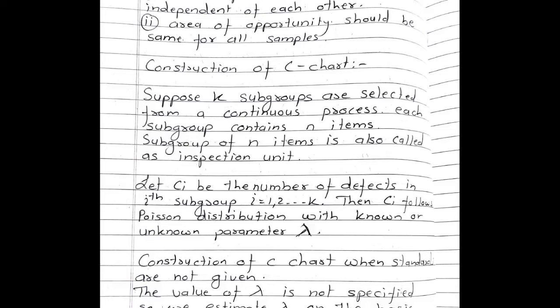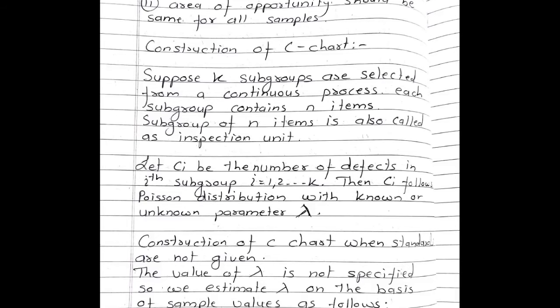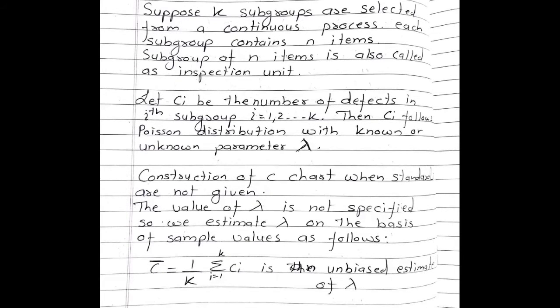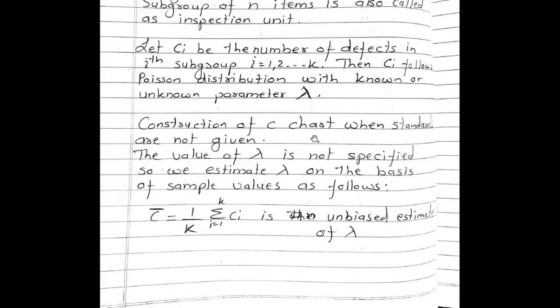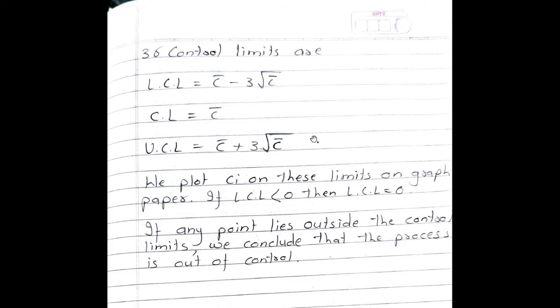Construction of the C chart when standards are not given. The value of lambda is not specified, so we estimate lambda on the basis of sample values as follows. C bar is equal to 1 upon k summation of Ci, an unbiased estimate of lambda. The 3 sigma control limits are: lower control limit is equal to C bar minus 3 root C bar. Central line is equal to C bar. Upper control limit is equal to C bar plus 3 root C bar.